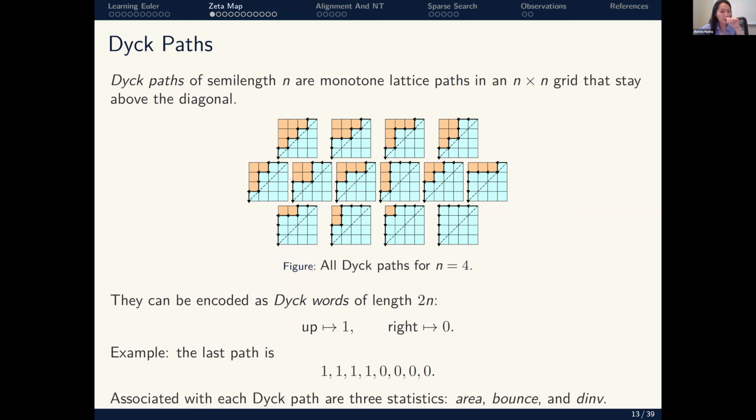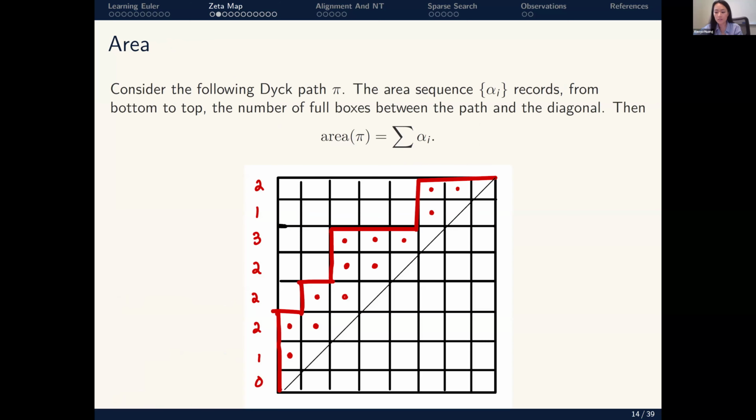Dyck paths are very interesting because there is encoded symmetry among them. Before we talk about symmetry, we have to talk about 3 statistics associated with each path, which describe some phenomena geometrically associated with the Dyck path. These 3 are area, bounce, and dinv. Let's talk about the first statistic, area. The area associated with a path essentially describes the number of full boxes between the Dyck path and the diagonal.